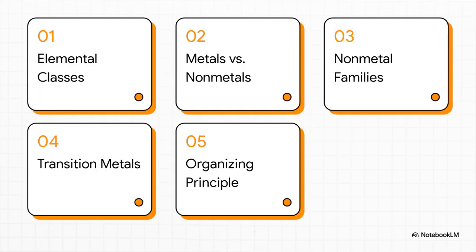So, here's the game plan. First, we're going to break our map down into 3 big regions, kind of like continents. Then, we'll zoom in on the great divide between metals and nonmetals. After that, we'll visit a couple of really interesting neighborhoods on the table. And finally, we'll pull back the curtain and reveal the one secret rule that makes the whole thing work.